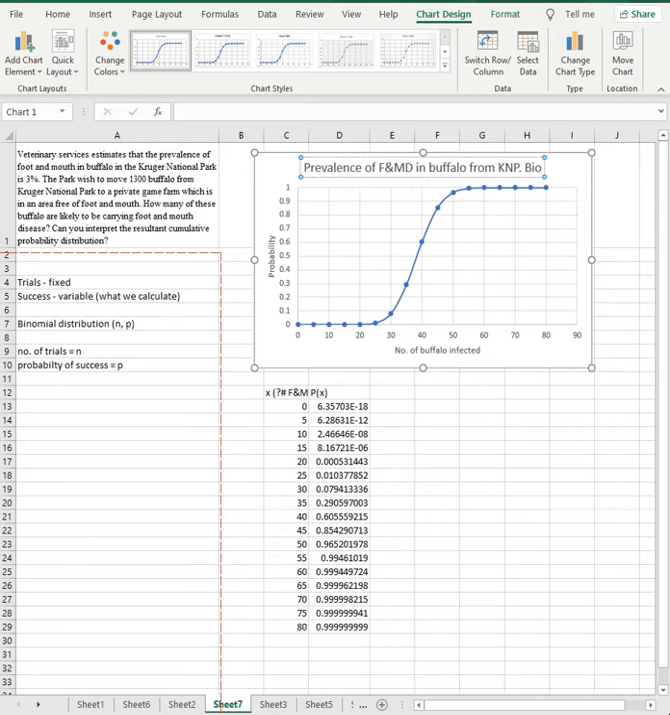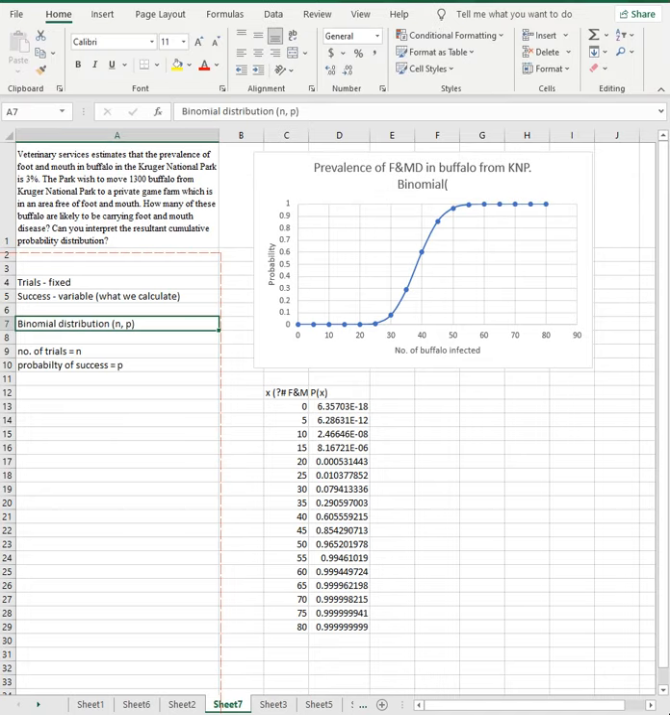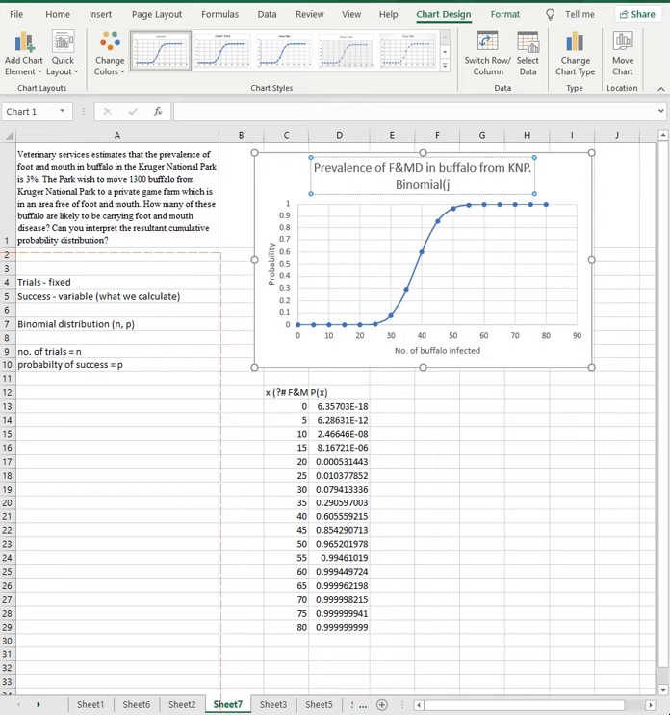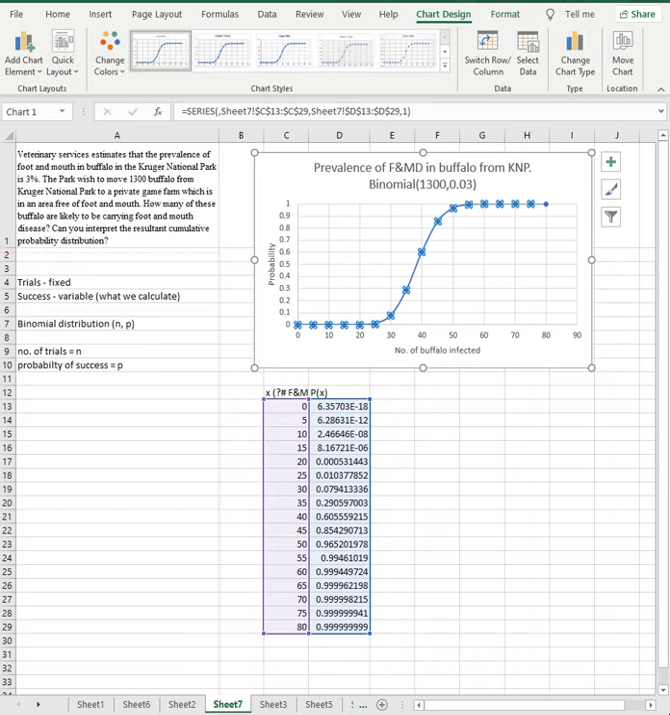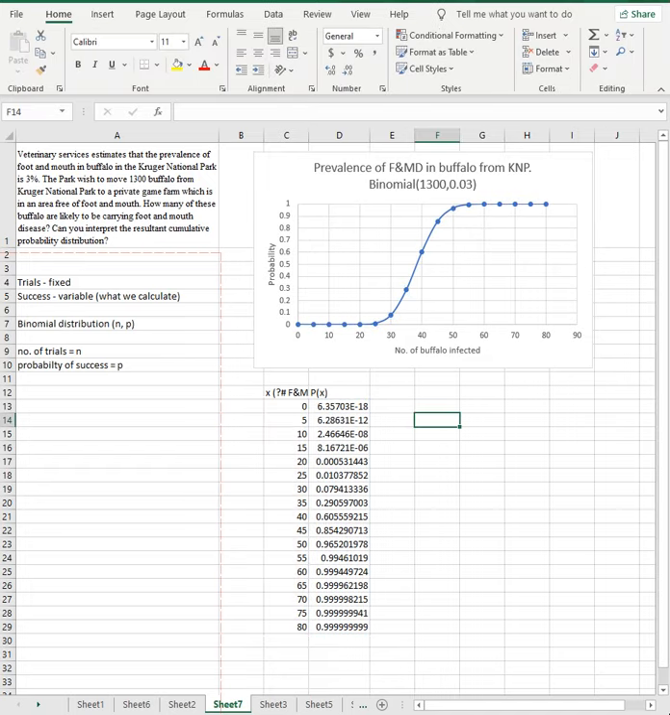So binomial, and the convention, remember, is n, p. So n is what? 1300, very good. And p is what? Very good. So virtually, the number of buffalo infected will probably be somewhere between 25 and 55, but we can more specifically get into numbers.